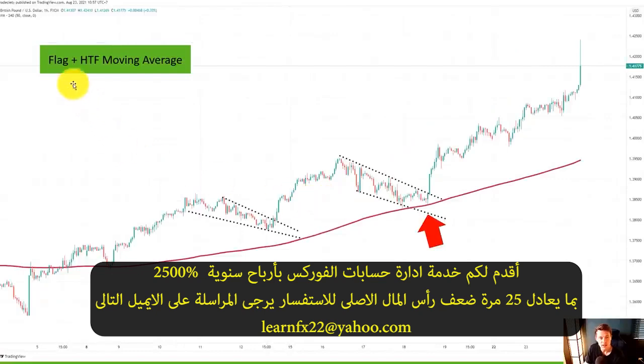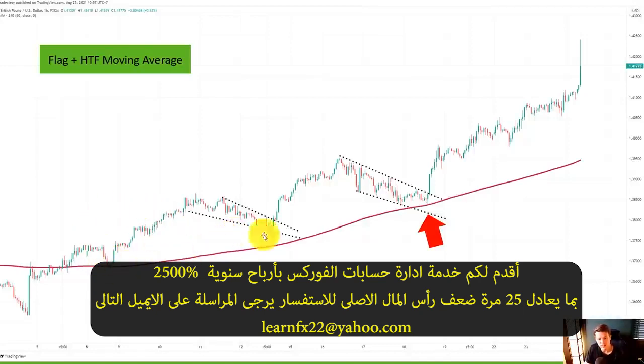We can also add a higher time frame moving average. So now this chart shows the 1 hour time frame, and the red line is the 50 period moving average from the 4 hour time frame. So it's the 50 period from the next higher time frame. And what you could do is, first of all, you want to make sure that you only trade into the direction of the higher time frame moving average.